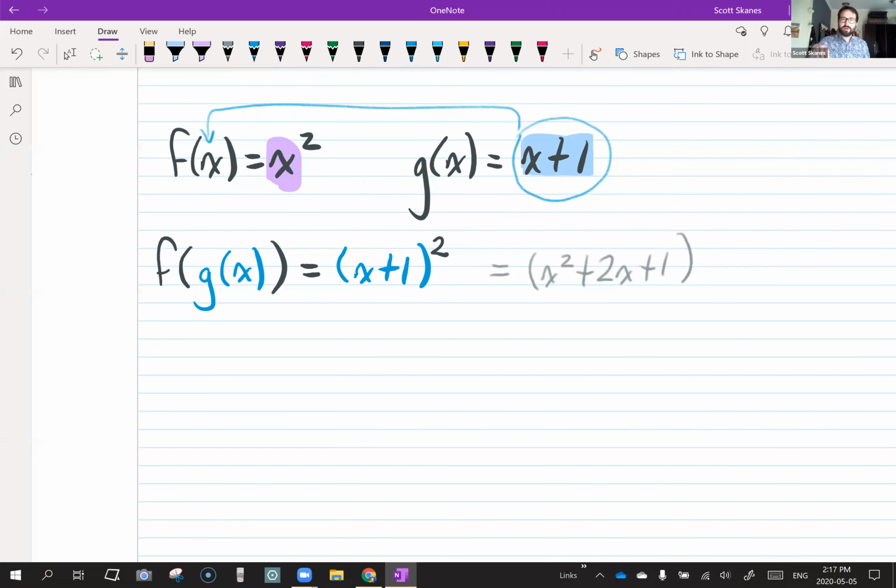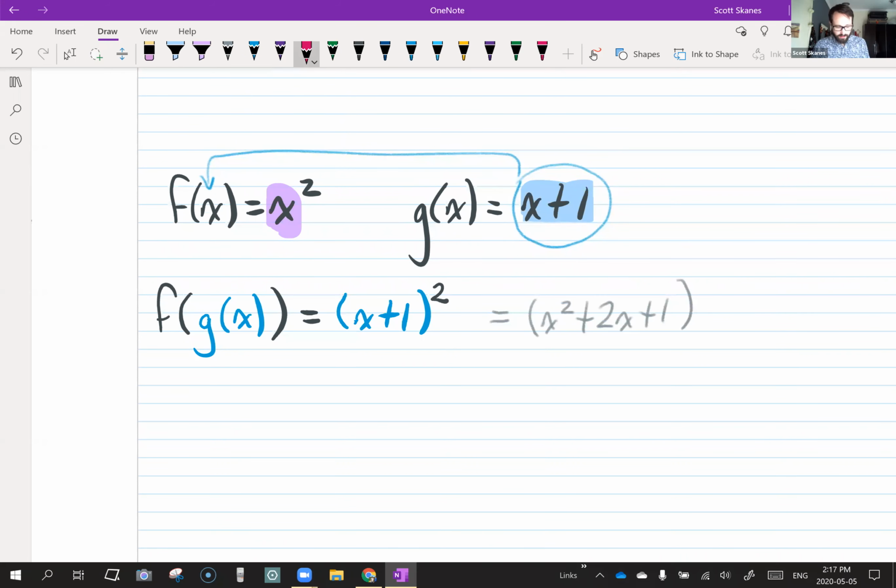Instead of it being a number, for example, if I put 5 in for x, I get 5 squared. It actually turns into the entire function squared. Instead of numbers, we're putting in functions. You see what I'm saying?